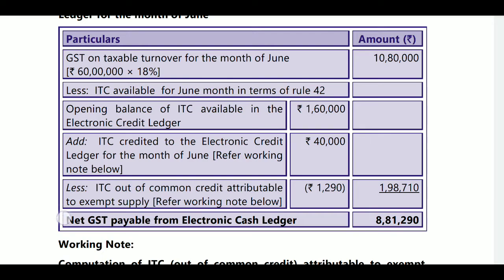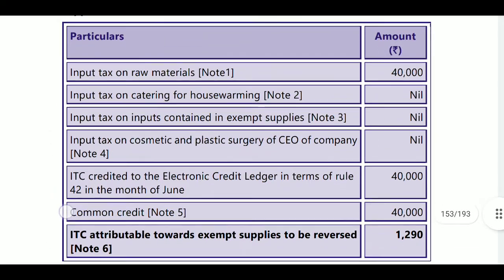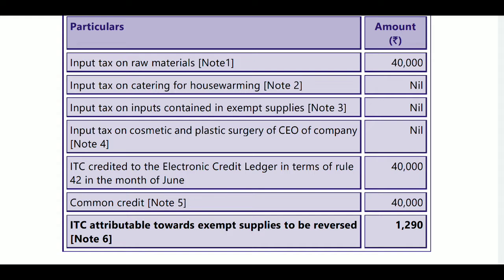So how we will get the 1,290? Based on this, here input tax on raw materials is allowable. Here both these raw materials are used for taxable and exempted, so 40,000 is allowable. Next, input tax on catering of housewarming is not allowable, it is a blocked credit. Next, input tax on inputs contained in exclusively exempted supplies is not available. Next, input tax on cosmetic and plastic surgery of CEO of company, it is a taxable portion, so it is not eligible. Next, ITC credited to electronic credit ledger in terms of rule 42 of the month will be 40,000.